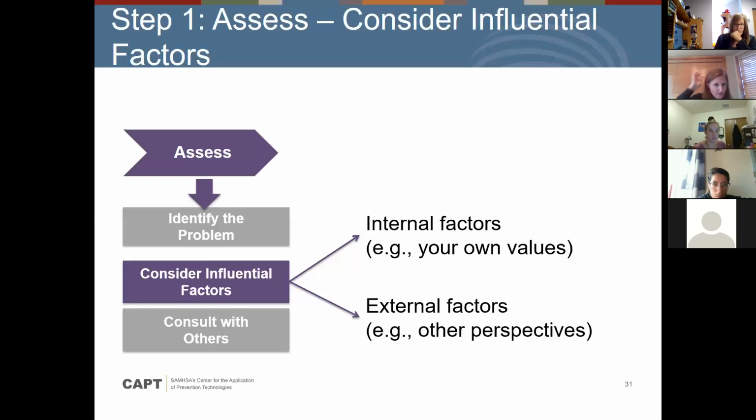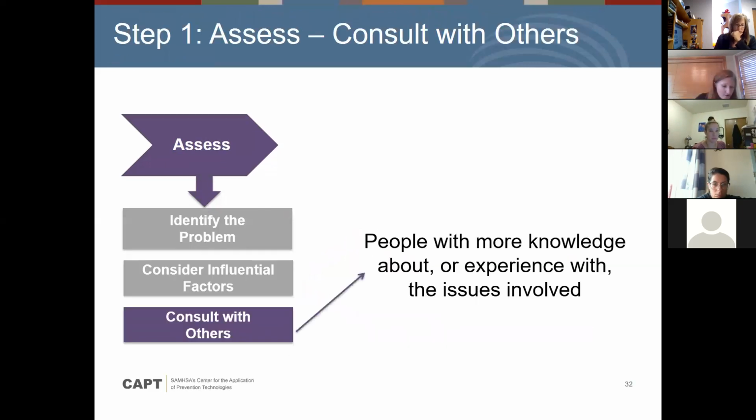Go ahead, Dodie. And then consulting with others. So it's important to consult with others who have more knowledge about or experience with the issue involved in the problem you're facing.